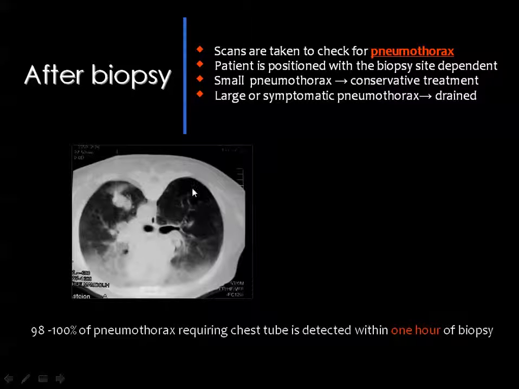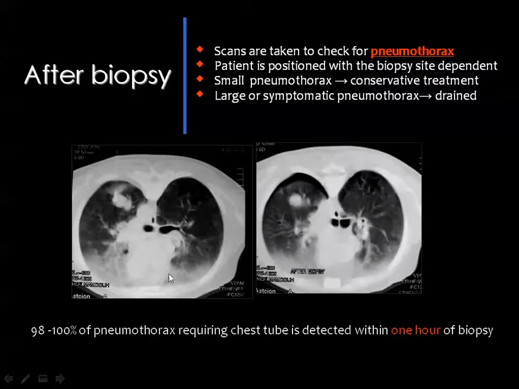Then this is a lesion which is posteriorly located in the lower lung lobe, and we put the patient in the prone position, and this is the needle passing a little bit through the lung parenchyma, hitting the lesion. And you can easily appreciate this opacity, which means some bleeding in the pulmonary parenchyma here.